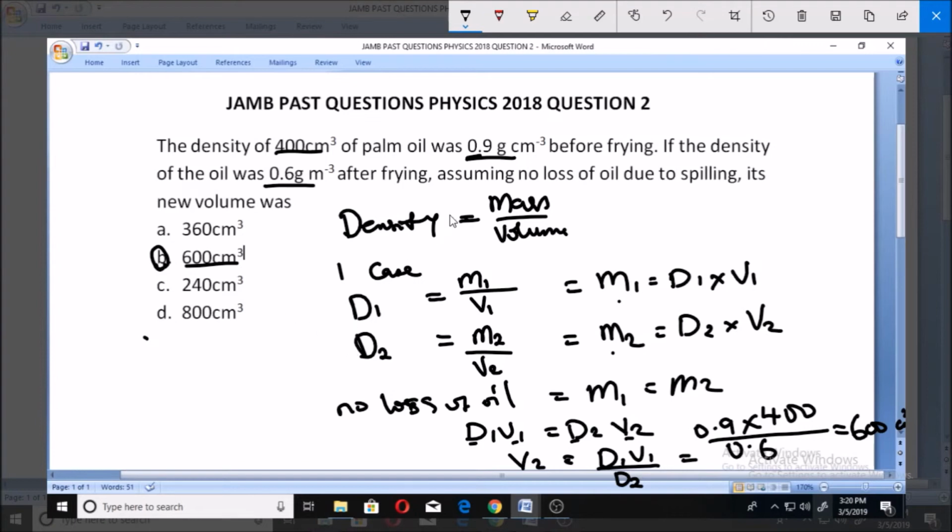So notice we started from the formula for density. We made M the subject of the formula because they say there is no loss in mass. That means the two M has to be equal. So we equated them, and the equation of this and this simply means that this is equal to this. So we equated them here and made V2, that we are looking for, the subject, and we get 600. That is how you go about solving equations such as this. Thank you.